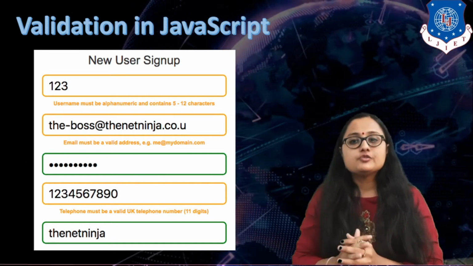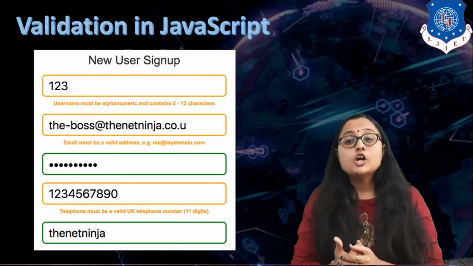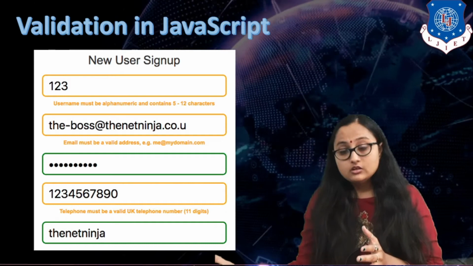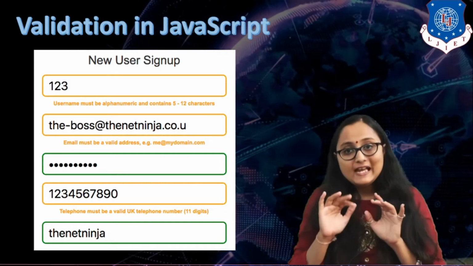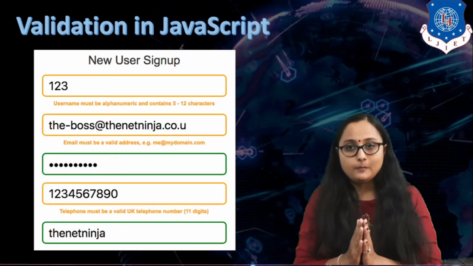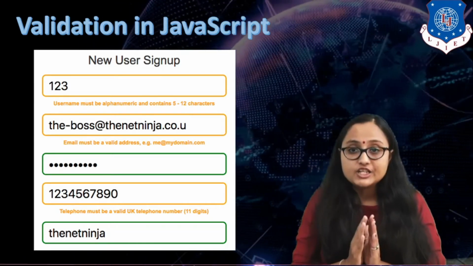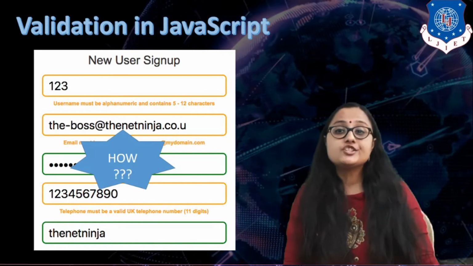Similarly, you can see the second thing, that the email ID should also have a valid address. The telephone number should be a valid UK telephone number, that is, it should have 11 digits. So these are all the prerequisite patterns of characters that a user should follow while entering the input in this registration form. This is known as validations, and you can create such validations in JavaScript.